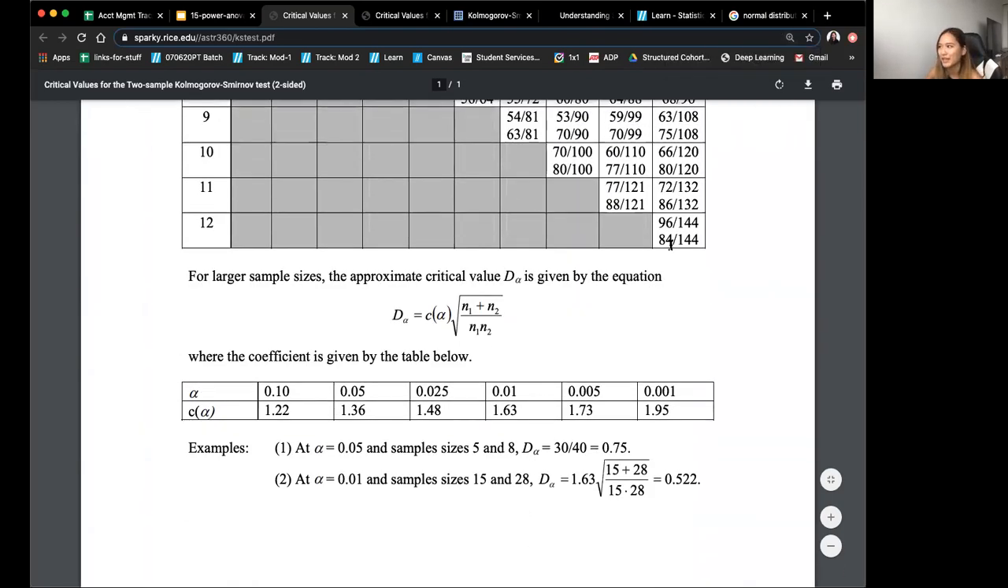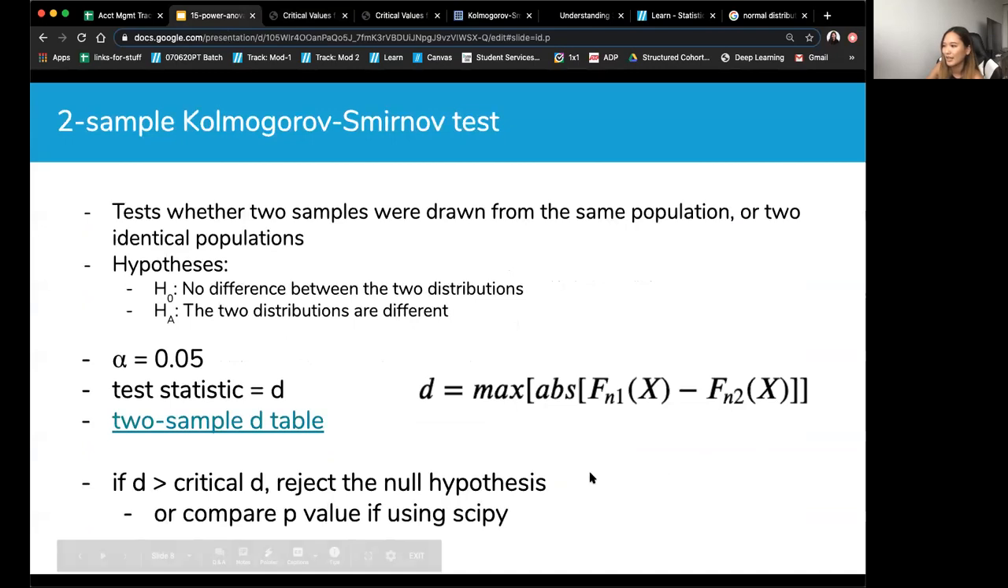So for any sample size greater than 12 on each end, you would calculate, or actually approximate, your critical D by first taking the square root of the sum over the product of your Ns multiplied by the C of alpha. And the C of alpha is determined by, again, looking up your critical value, usually 0.05, so it'll just be 1.36 multiplied by this square root of sum over product. And they have some examples here. And then very similar to the earlier one, if D is more than critical D, reject the null hypothesis or compare p-values. And that, again, is also built into SciPy.